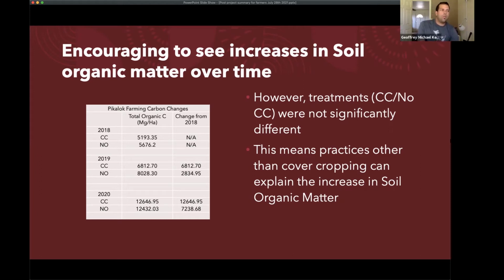So again, this is not really statistically or scientifically that useful, because this is not the factor that we were looking at. We were looking at our treatment, which was cover cropping, no cover cropping, but we did apply this compost, we did apply the gypsum, we did do some other things, and we did see a change. So that's encouraging. Yeah, so practices other than cover cropping can explain increase in soil organic matter.